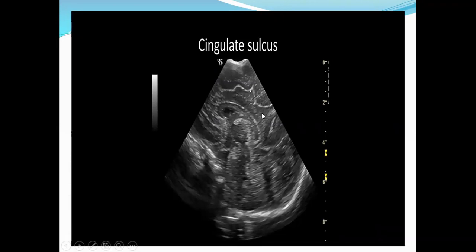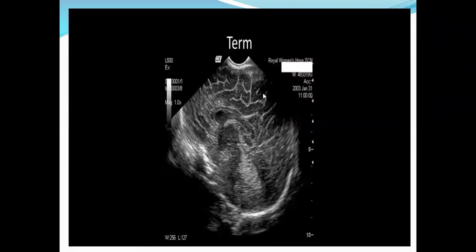Then in full term, you expect this: a lot of branching. This is the cingulate sulcus here. It has branched a lot. This is how you know that the infant is full term. Some people use the cavum vergae, though it's not reliable, as it has been shown in some infants to persist even in adulthood and mid-adolescence.